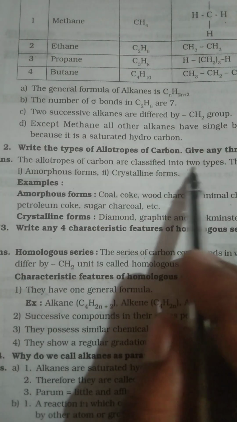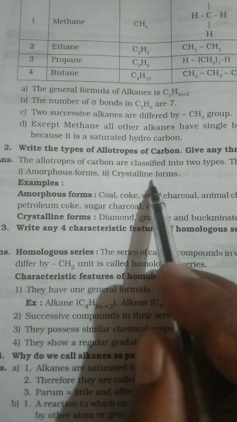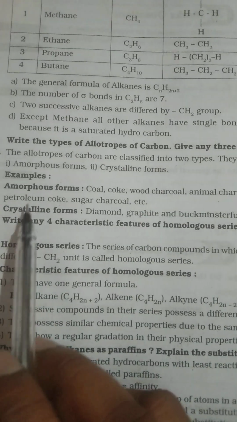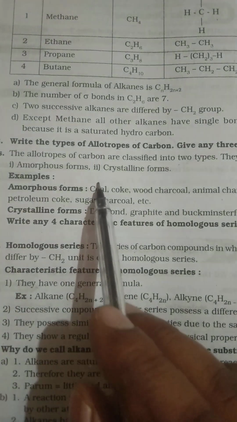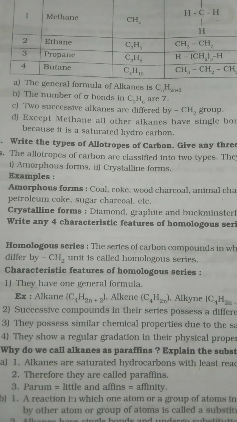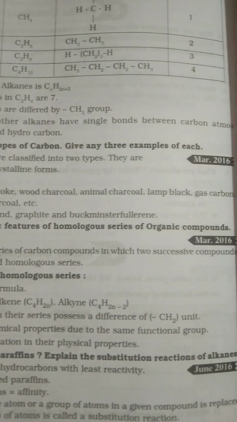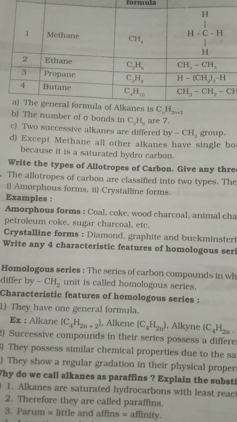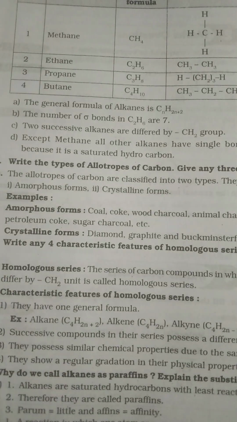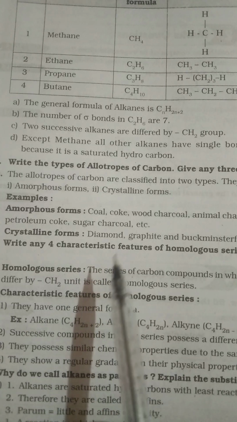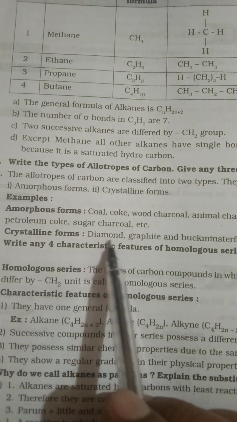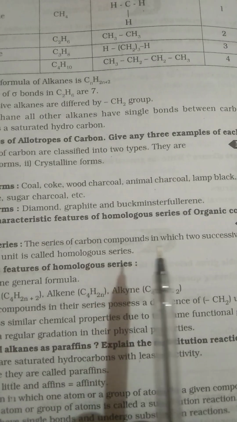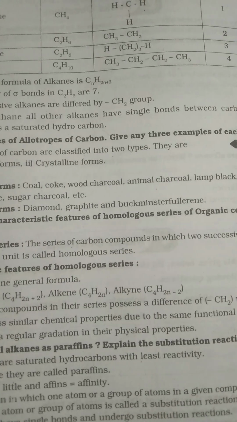Allotropes of carbon are classified into two types. First one is amorphous form, second one is crystalline form. They are also asking to give any three examples of each. Examples of amorphous form are coal, coke, wood charcoal, animal charcoal, lamp black, gas carbon, petroleum coke, sugar charcoal, etc. Now coming to crystalline form, the examples are diamond, graphite, and the third one is Buckminster fullerene.